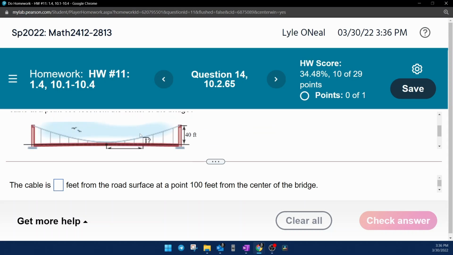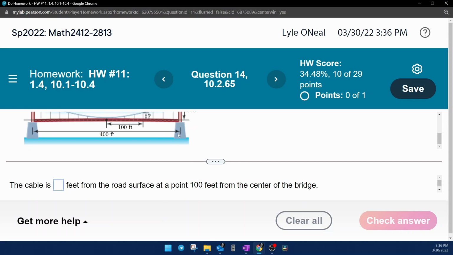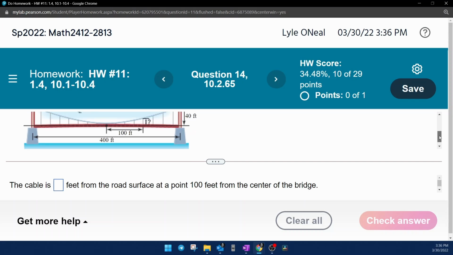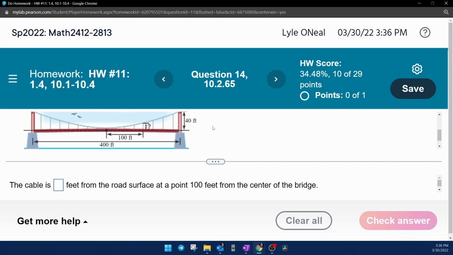So if I scroll down, you're going to see they did provide a picture, but there's no way that that's going to be really big enough for you to see. So what I've done is I've copy and pasted that into my scratch work, and we're going to answer the question they ask, which is how high the cable is above the road surface at a point 100 feet from the center of the bridge.